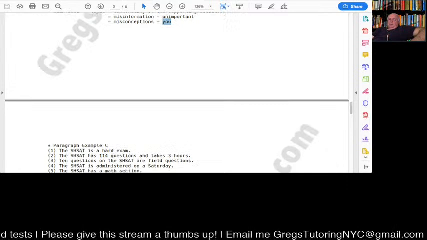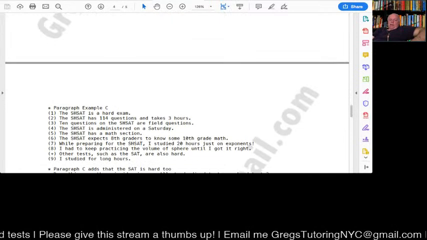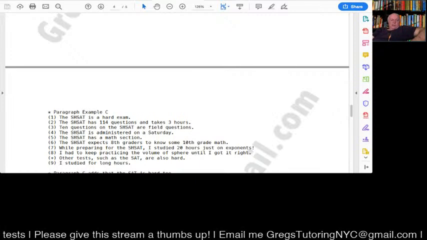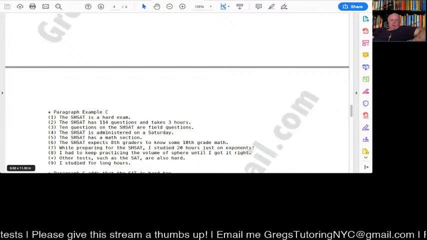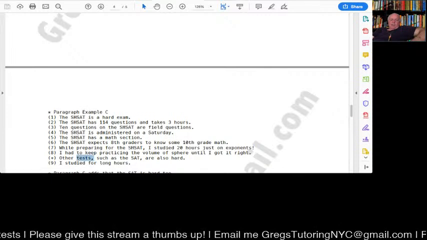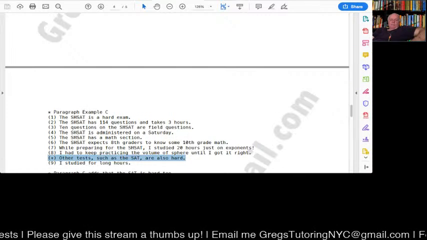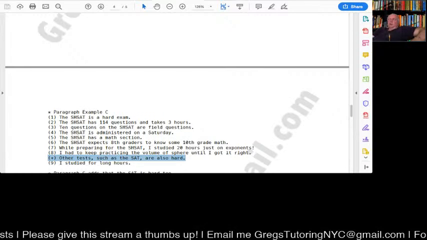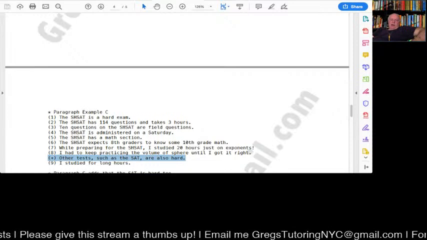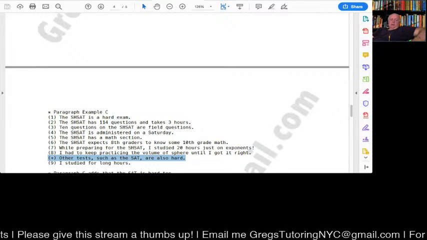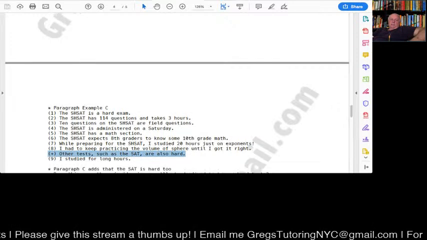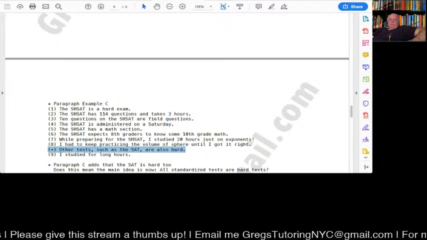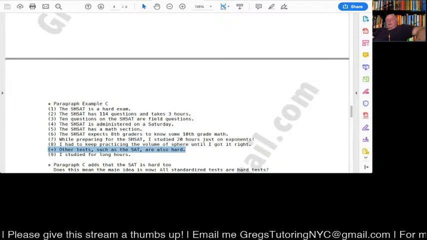All right, so let's return back to the SHSAT passage. What I'm going to do, it's the same passage as before, but I'm going to add this line with a plus onto it. It's the exact same passage as before, but I'm going to add in the line, other tests such as the SAT are also hard. Okay? So does this change the main idea of my passage?